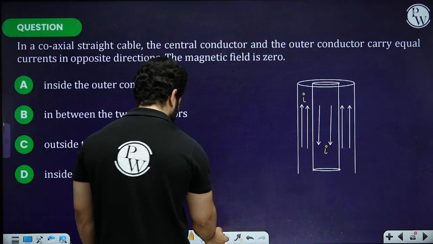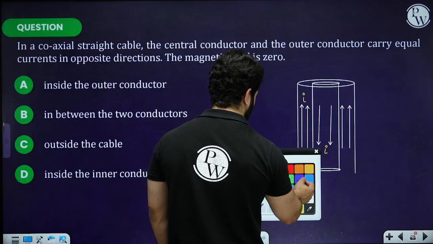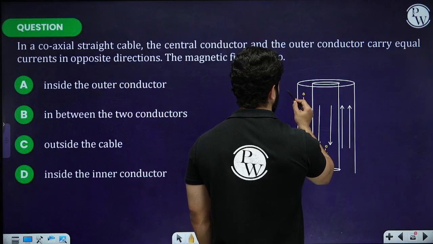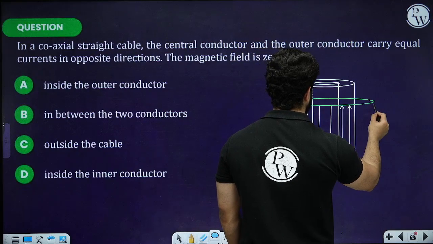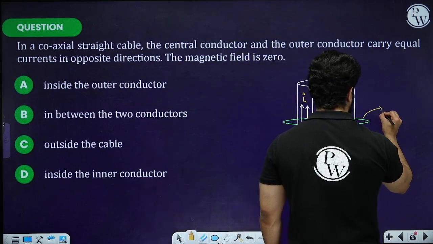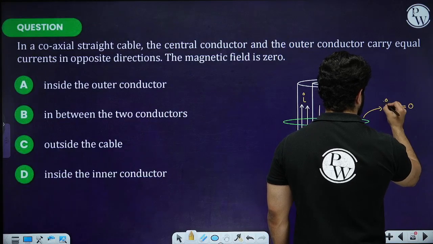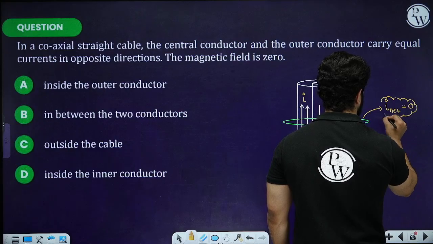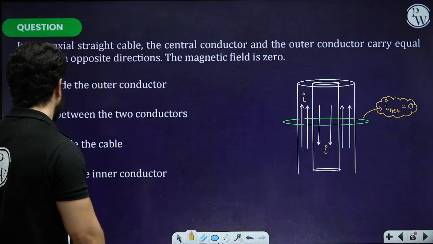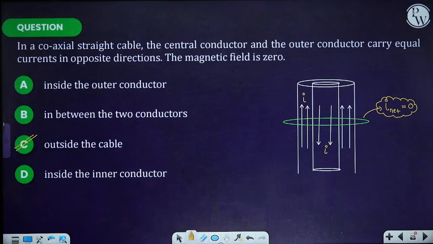So if you draw an Ampere loop over here, an Ampere loop something like this, this will have net current as 0. This will have net current as 0, right? So outside the cable is going to be the answer. Please check.